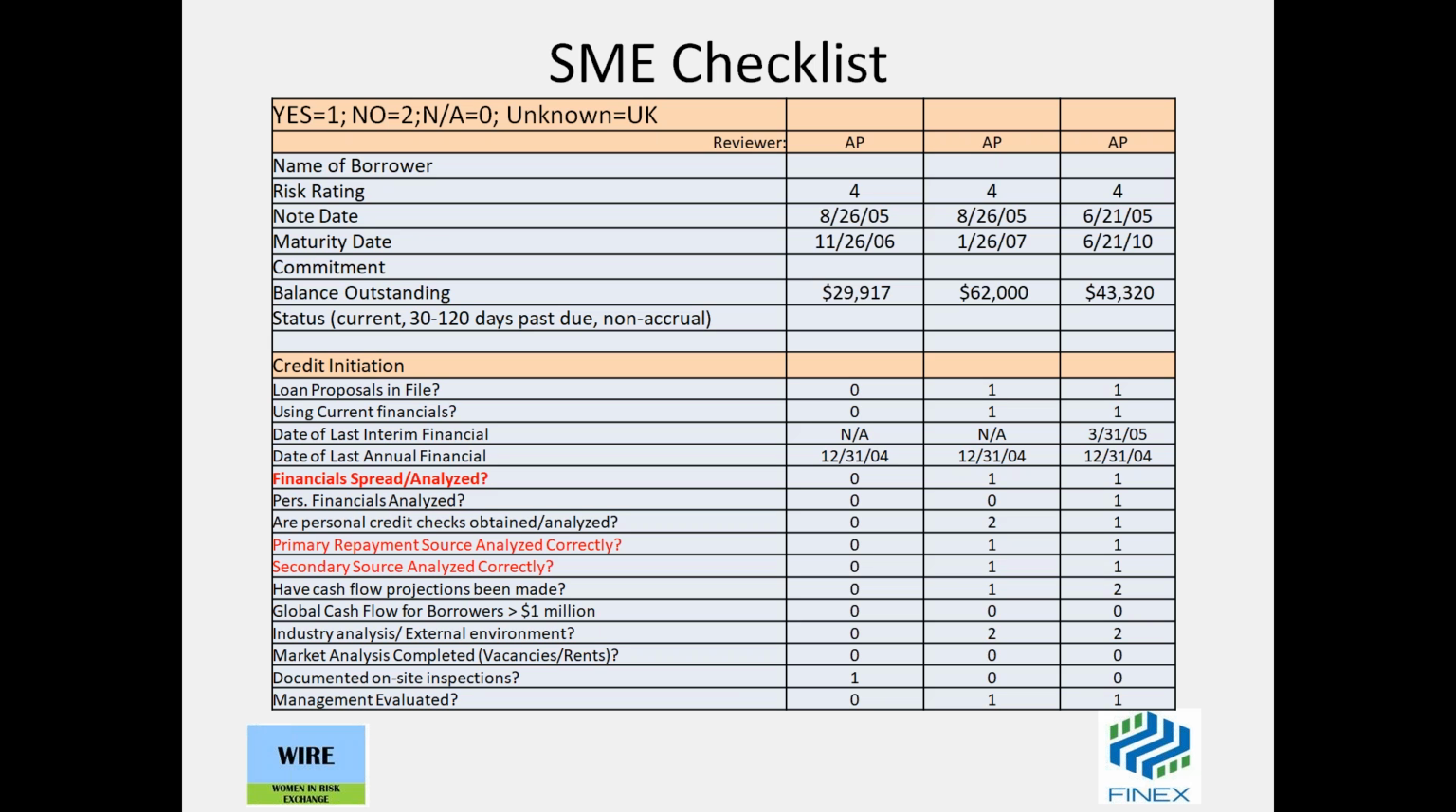The secondary source analyzed correctly is usually guarantor or collateral analysis. Now, let me give you an example of this in a financial institution we looked at. It was a small business loan and they had property, agricultural property, as collateral. They valued it and it was sufficient to cover the entire loan amount in case we needed to take the collateral if the client stopped paying. But then we dug deeper.